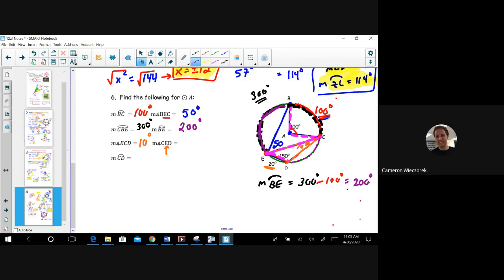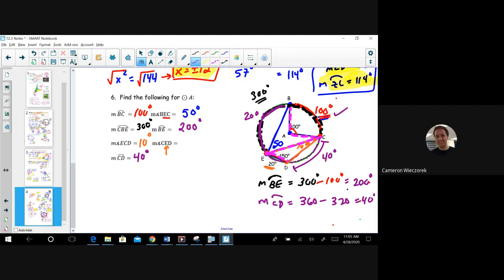Let's see, do we have all the other arcs in the picture to start with? We got 100 for this one. We figured out this one was 200. We know this one is 20, and hey, look at that, this is the only one left. What do all of the arc measures in a circle have to add up to? 360. So arc CD is going to be 360 minus what we already found. The big black one was 300. We added on an extra 20 right here, so that's minus 320. And so that leaves this arc being 40 degrees. So we actually just found arc CD, that's 40.